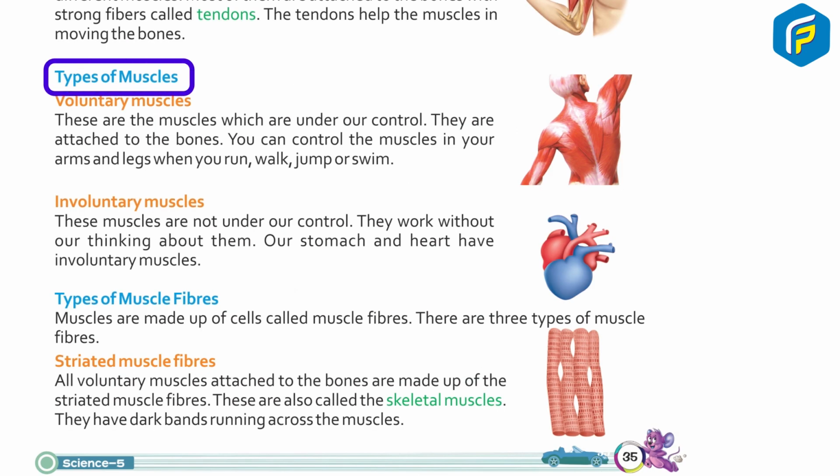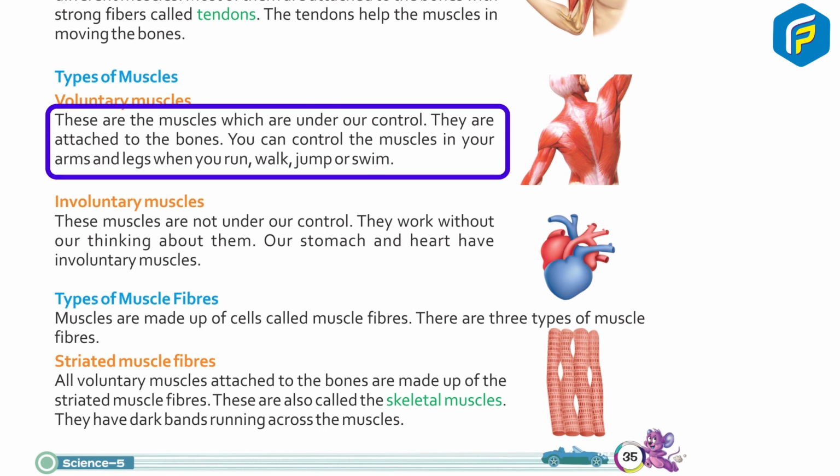Types of muscles. Voluntary muscles. These are the muscles which are under our control. They are attached to the bones.